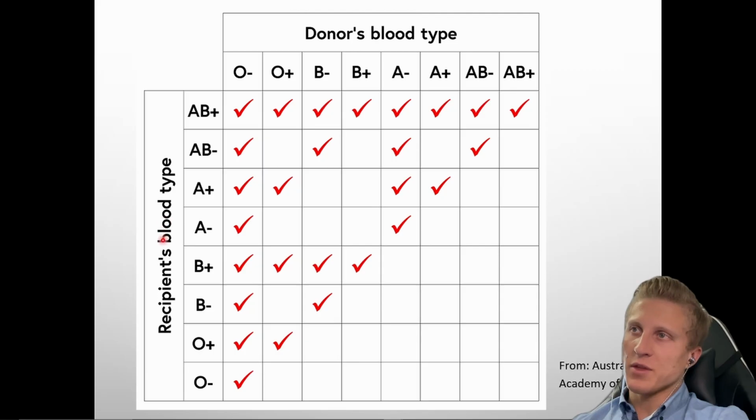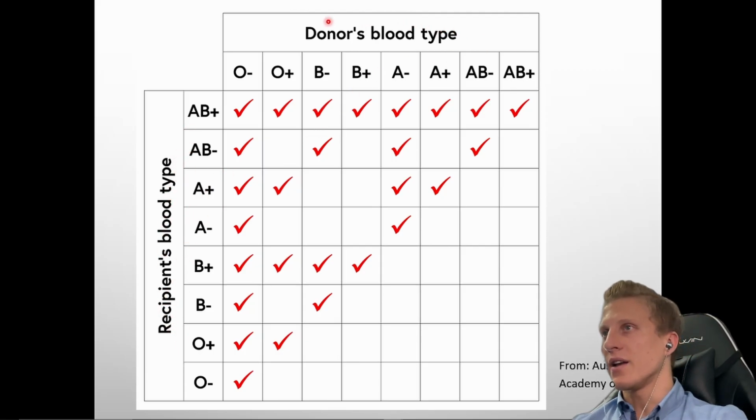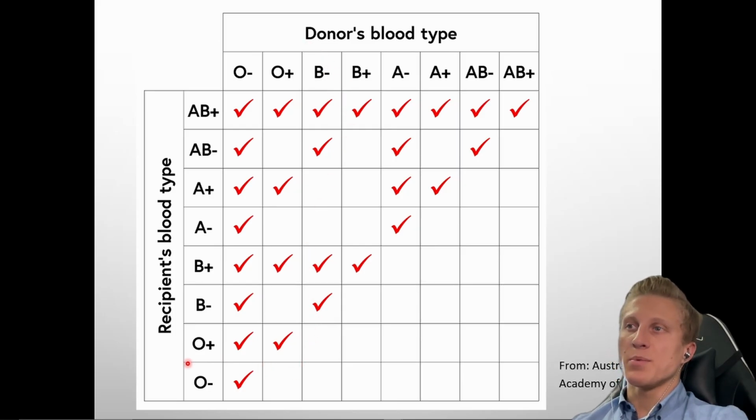Here we have the recipient's blood type. So when we're looking on this side, we're looking at the recipient's blood. And here we have the donor's type of blood up here. So if our patient's blood type is O negative, who can they receive blood from? Well, they can only receive blood from another O negative individual.